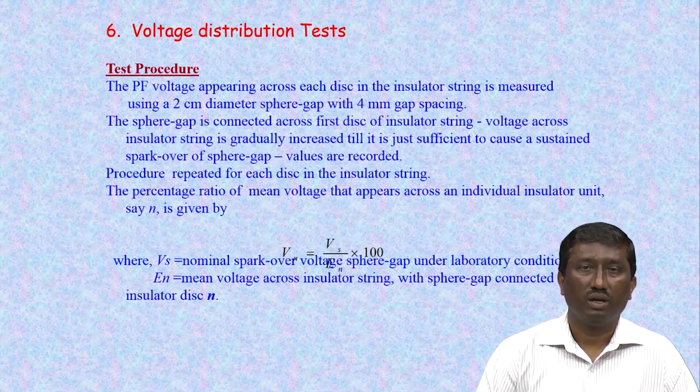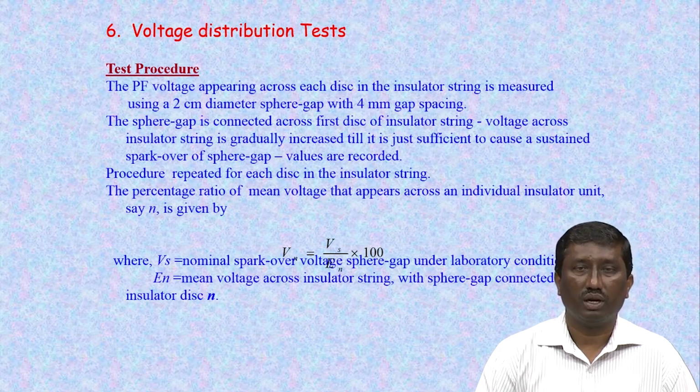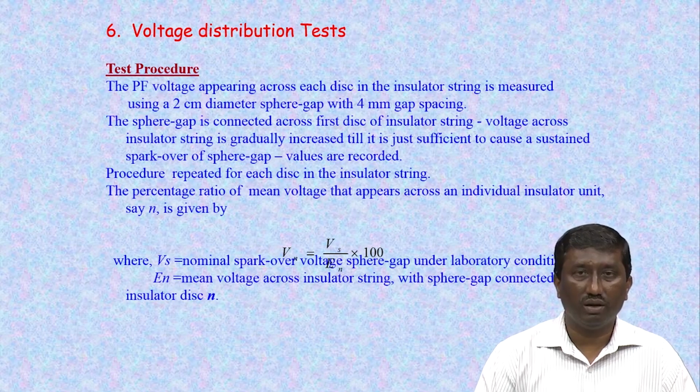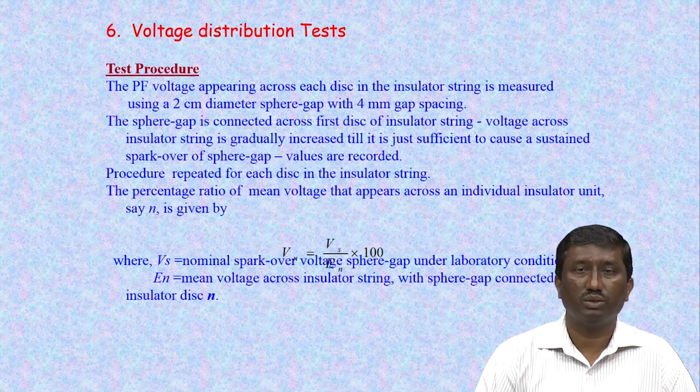This has to be carried out on every disc from the line end up to the ground. The procedure is that you physically connect the sphere gap arrangement across each disc, apply the voltage, and see the breakdown of the small sphere gap. The sphere gap is connected first at the line end and moved up to the ground end, and across every insulator 5 breakdown or spark over readings are normally taken. This is repeated for all the insulator units in the transmission line.